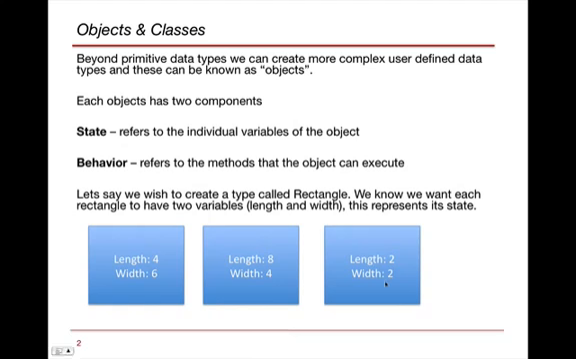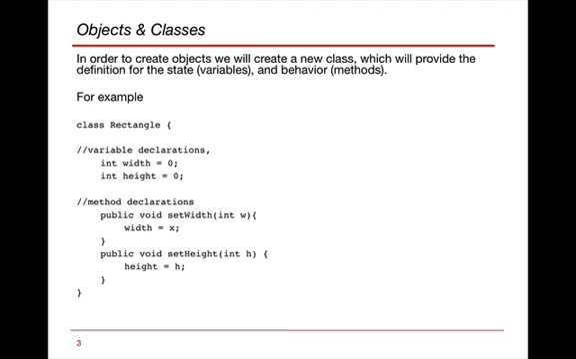But even if their lengths and widths were the same, it would be like having two cars in a parking lot that were identical cars. They would generally have a similar state, but they are two unique and independent objects.